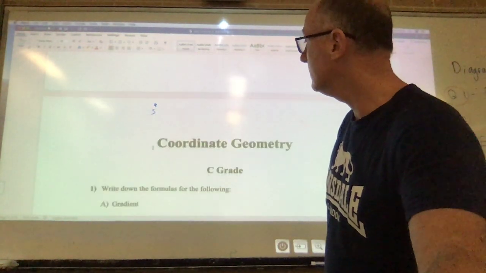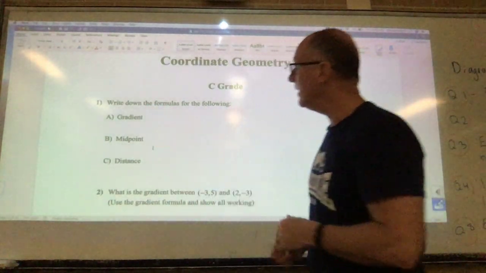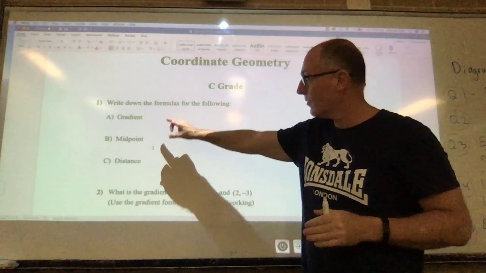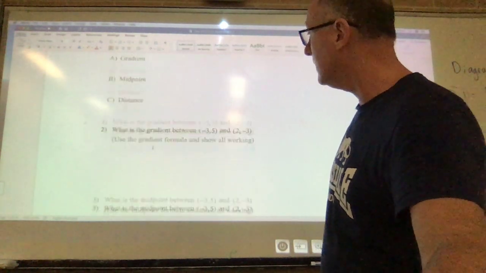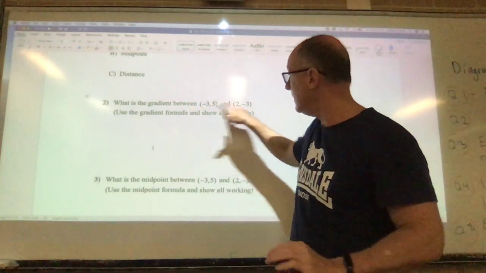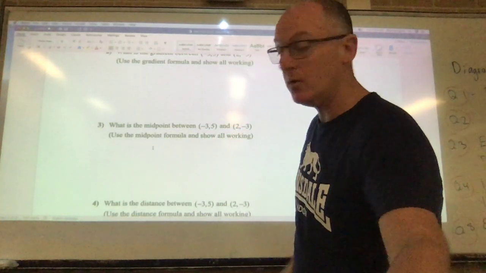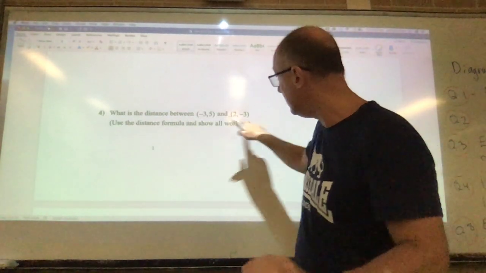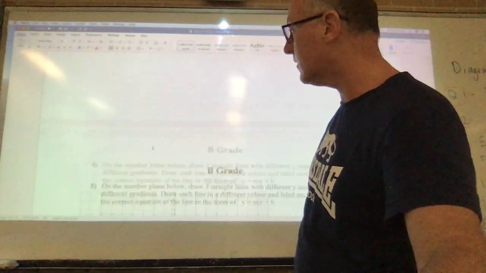Coordinate geometry. Write this out. Okay. Fairly straightforward. Write down the formulas for gradient, midpoint, distance. You can find them in your book. That should be fairly straightforward. And using those 3 formulas, find the gradient of these 2 points, find the midpoint of those 2 points, find the distance of those 2 points using the formulas from above. It should be a fairly straightforward question.